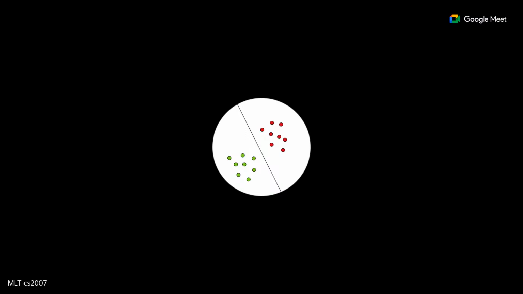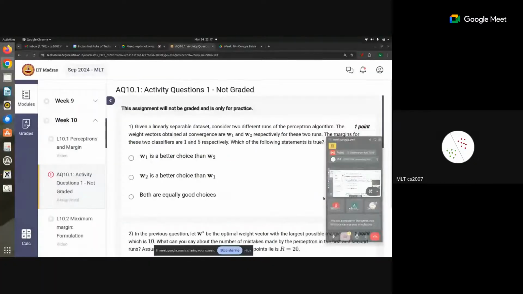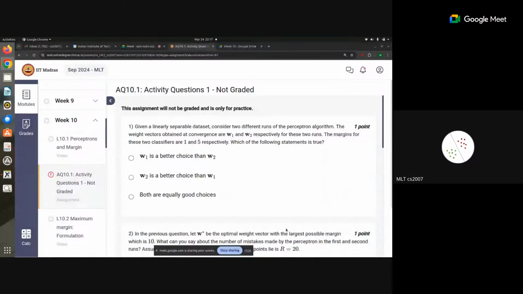This was the question, right? Given a linearly separable data set, consider two different runs of the perceptron. The weight vectors obtained at convergence were W1 and W2, respectively, for these two runs. The margins for these two classifiers are 1 and 5. Which of the following statements are true? 5 is better, definitely, so W2 is better. We have done that entire thing, so I think that is the case, right?